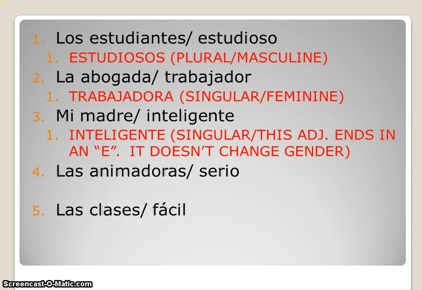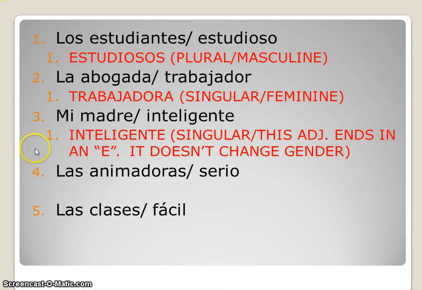Mi madre inteligente. It's just inteligente. It does not change. Number one, there are no S's. This is one mother. Number two, remember that adjectives that end in an E do not change gender. So the E just stays an E. That's where I'm getting the inteligente.